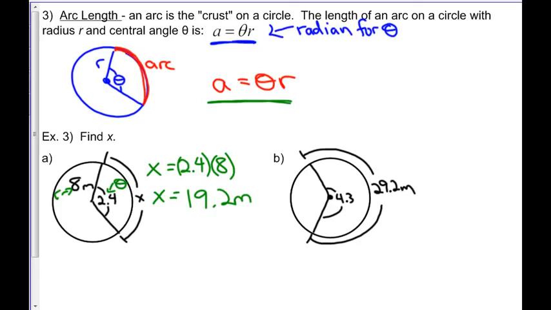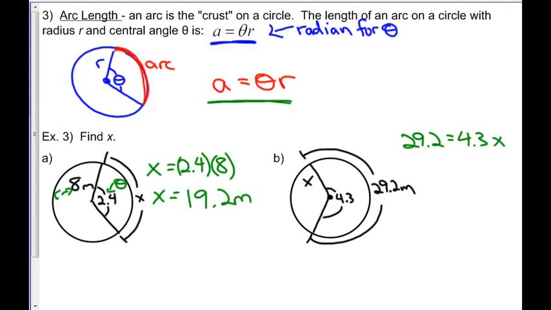The next one, I didn't put in an x here. We should have an x as the radius. That's going to be our unknown in this one. So in this case, the arc length is 29.2. The central angle is 4.3. And the radius is our unknown.